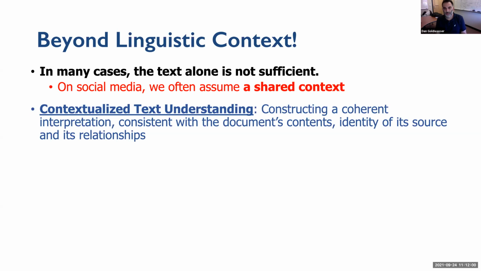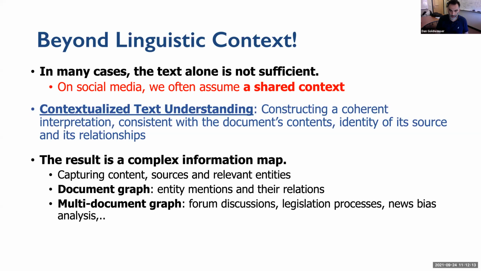So when we're talking about contextualized text understanding, we're trying to construct a coherent interpretation for the text that's consistent with different points of view expressed in the context of the real world event that a text pertains to, the identity of the author or the source of the text, the relationship that that author has with other people, and so on. So this results in a complex information map rather than just a single text in isolation. And this graph can capture both multiple documents, the entities and topics mentioned in them, perspectives that are expressed in the context of the topic, users, shares, likes, and so on. And we have to somehow find a way to process all of this information such that we get a coherent view.